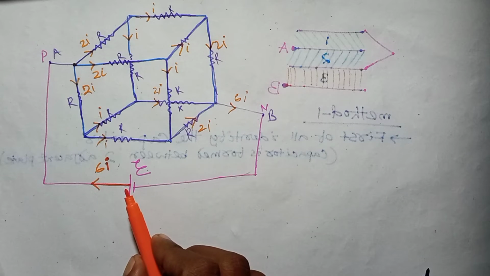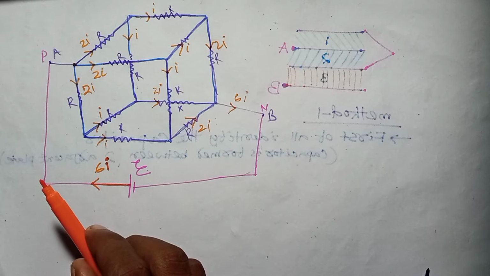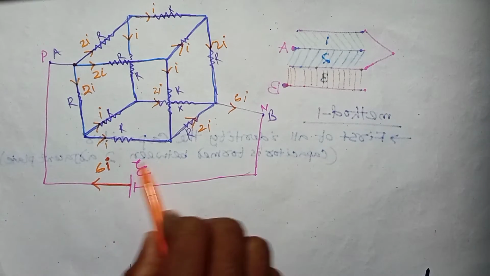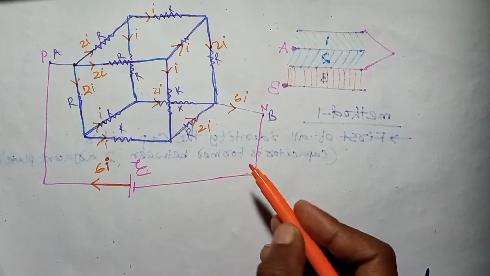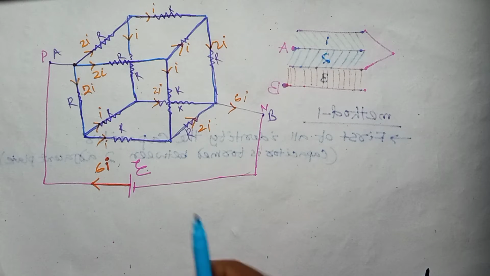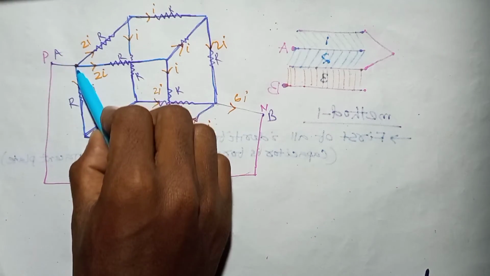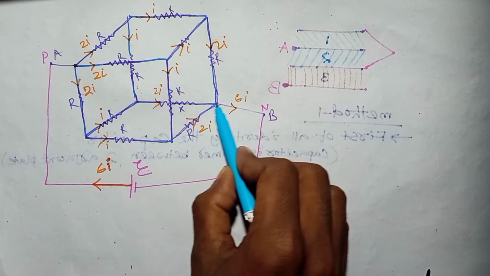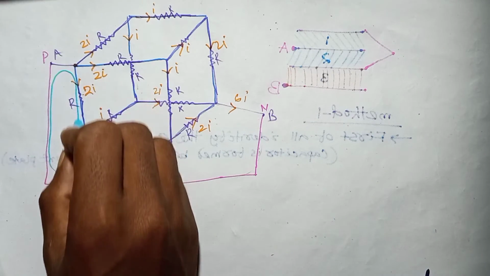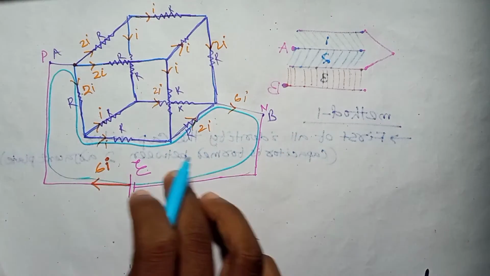Now we have to apply the KVL equation, and while applying it, we must include this battery. So we have to choose a closed loop. Let's say we choose this loop, from this to this, and again this to this.